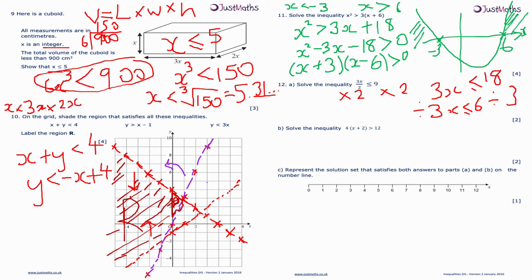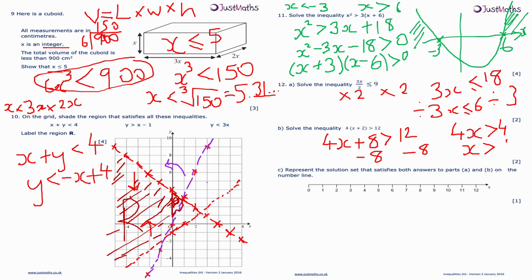This is part B. Solve the inequality 4 bracket x plus 2 brackets is greater than 12. Well, expanding that bracket, I get 4x plus 8 is greater than 12. Subtracting 8 on both sides, I get 4x is greater than 4. Dividing both sides by 4, I get that x is greater than 1. Okay, so x is greater than 1.